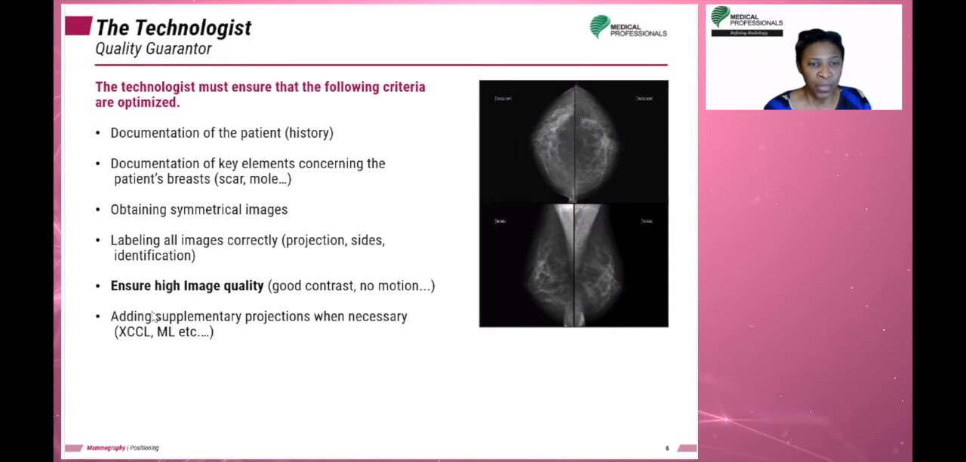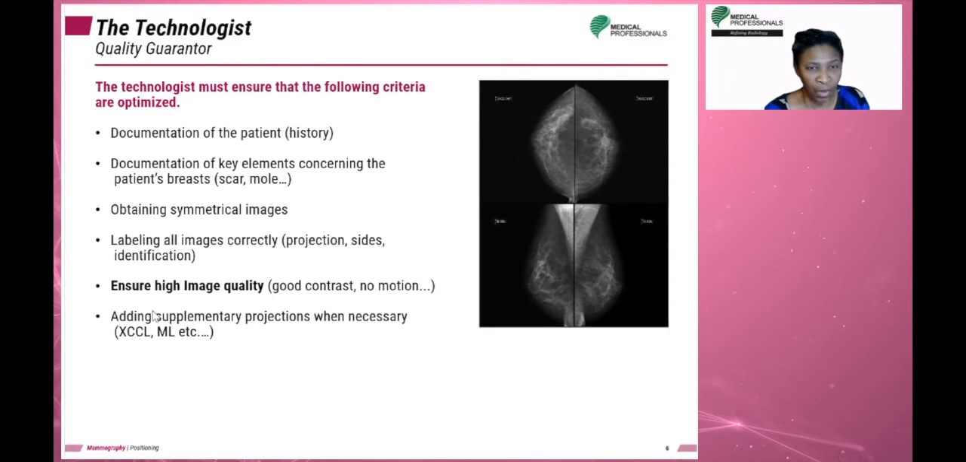You need to be able to get high quality imaging, and high quality imaging, of course, implies that you are assessing your image, which I will go into a little bit later, and there's no motion. And then I'll also go into a little bit on the supplementary projections.